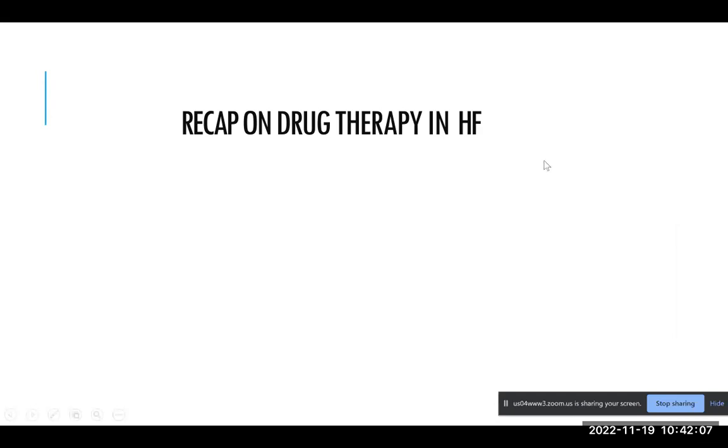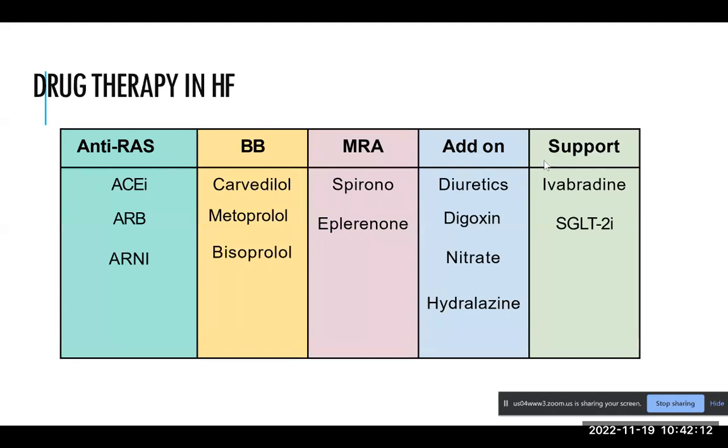So let us have a recap on drug therapy in heart failure. So we talked about anti-RAS, which is ACE inhibitor, ARB, ARNI, beta blockers, which is carvedilol, metoprolol, bisoprolol, MRAs, which is spironolactone and eplerenone. And in fact, the fourth one is the SGLT2 inhibitor, which should have a column near MRA, but I forgot to change it here. And add-on therapy, diuretics and digoxin, and nitrates and hydralazine.